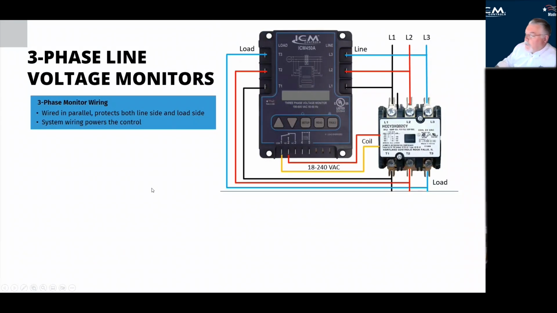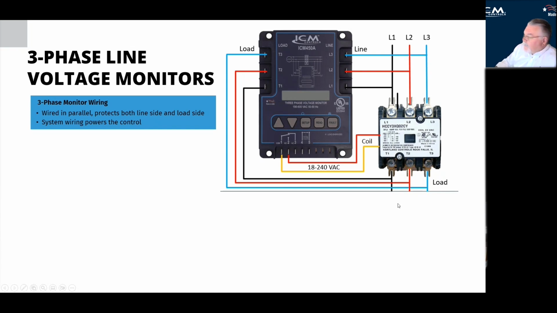So the way this thing wires up, it's super simple. You've got L1, L2, and L3, and basically you're just taking those straight to L1, L2, L3 on the contactor, using a jumper off of there. And then it's got load side monitoring also. Now the device can function on just the line side. You don't have to do load side monitoring, but it's a great option.